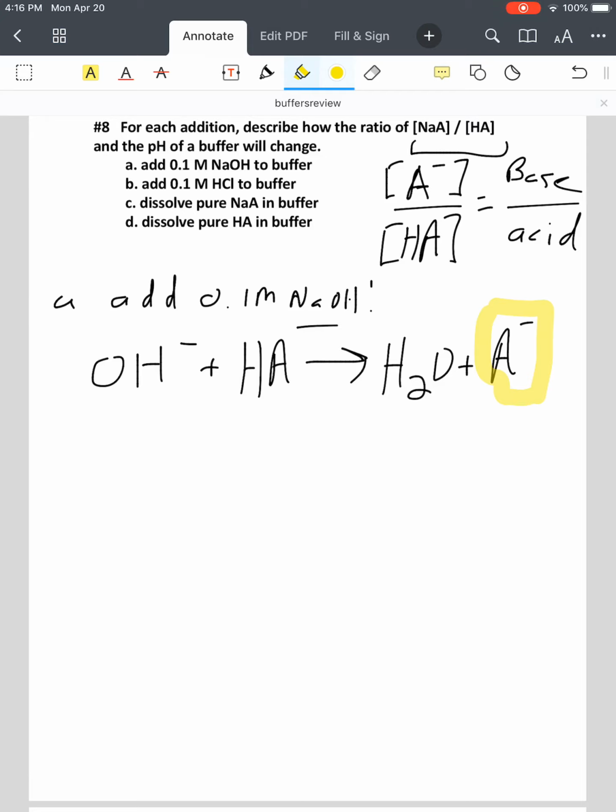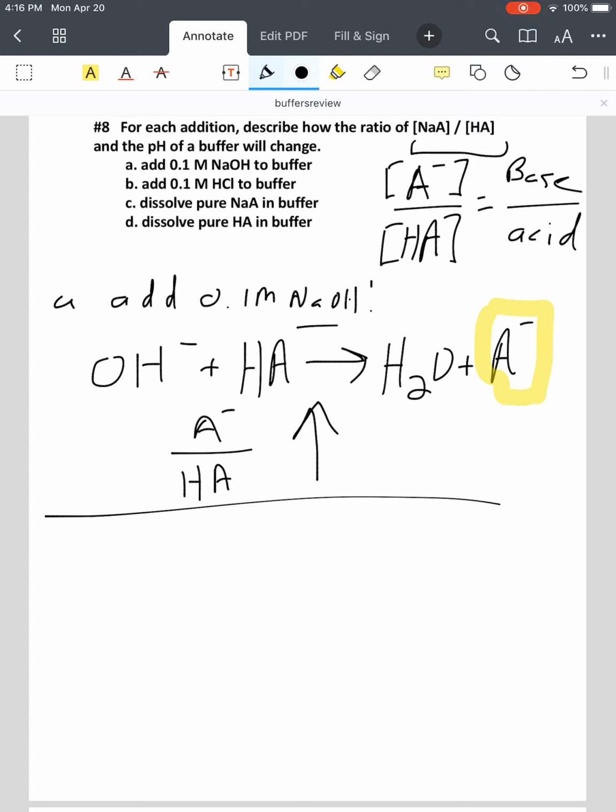So if I run that reaction, it stands to reason that this ratio of A minus to HA should what? Increase. The reason being, it's a direct byproduct of this first reaction. I'm making more of it, its concentration will increase. Meanwhile, I'm using up HA, aren't I? So part A, I'll certainly see an increase.